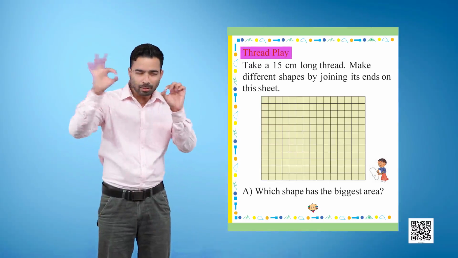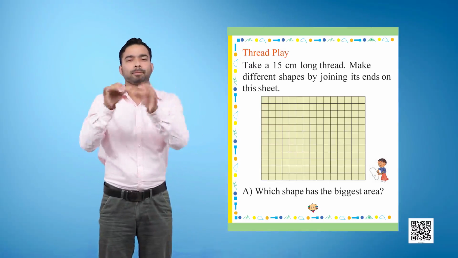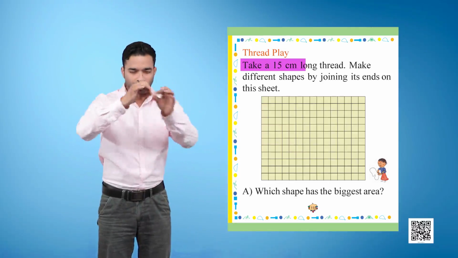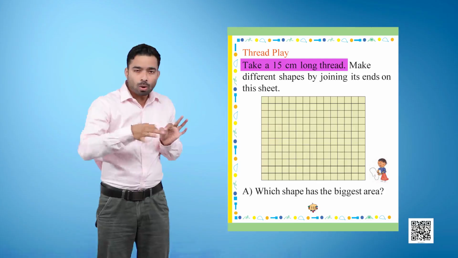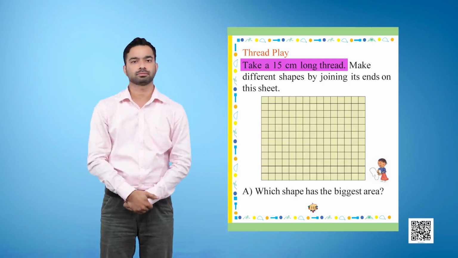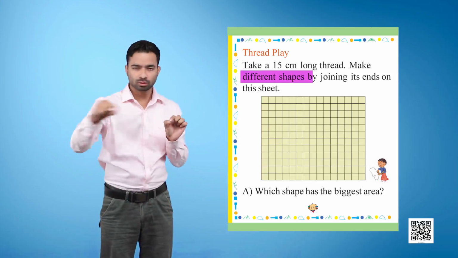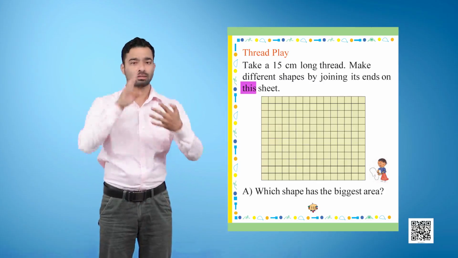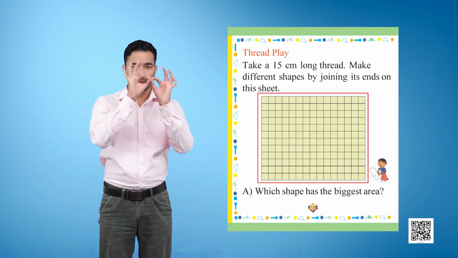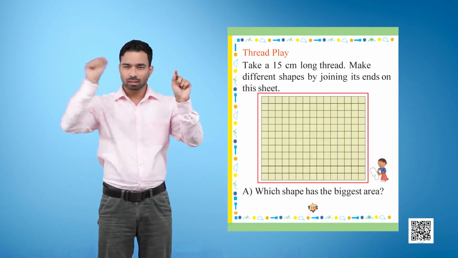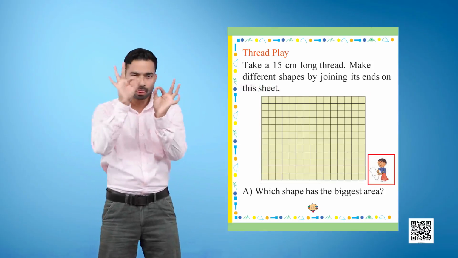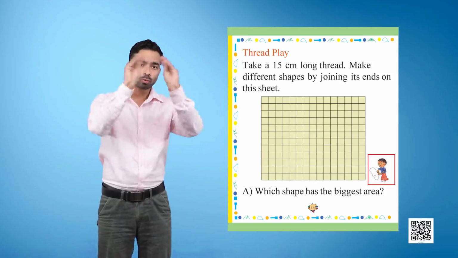Thread play. Take a 15 centimeters long thread. Make different shapes by joining its ends on this sheet. We have a square grid in a large space, and a girl is standing below it holding her thread in her hands.